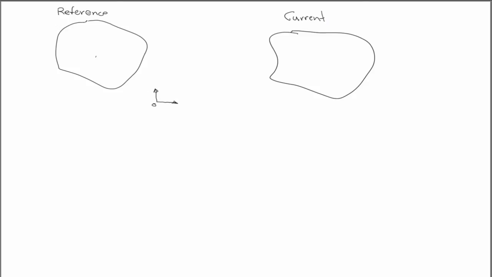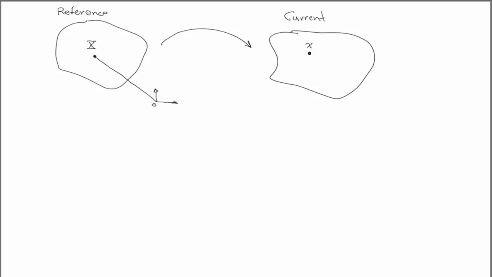And so with respect to that frame, if we have a point X, and we're going to use capital letters for the reference configuration, so that was consistent with what I previously presented. In the reference configuration, we have a point capital X, and the body's going to undergo some deformation, and that same point X is going to be in a new spot. And we're going to call that little x. So capital letters, reference configuration, lowercase letters, current configuration.